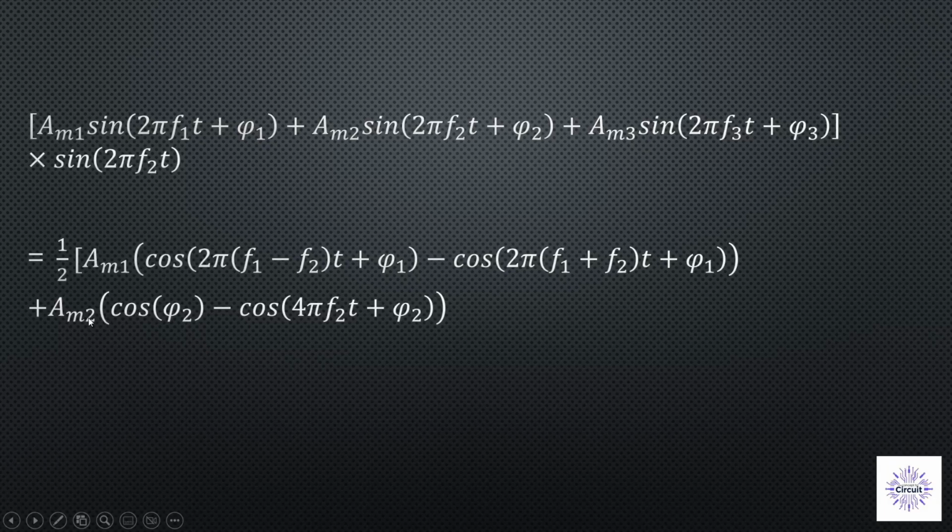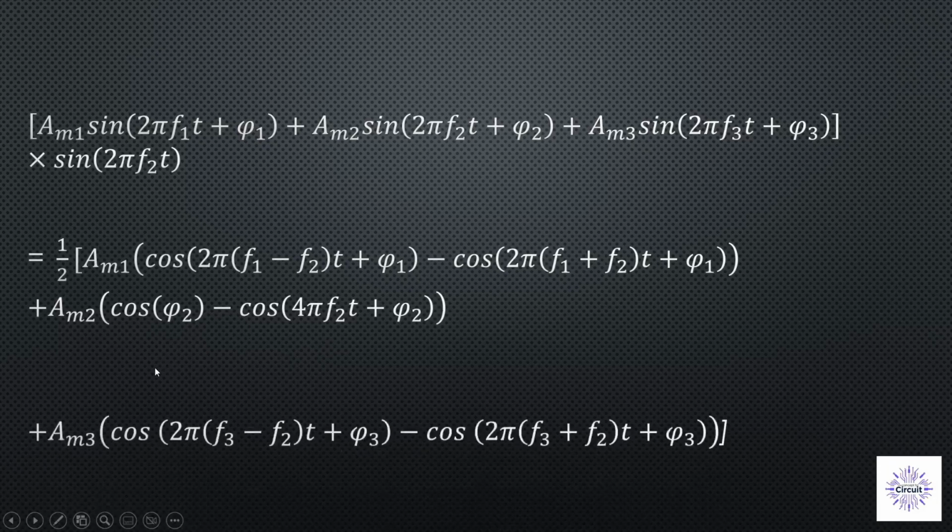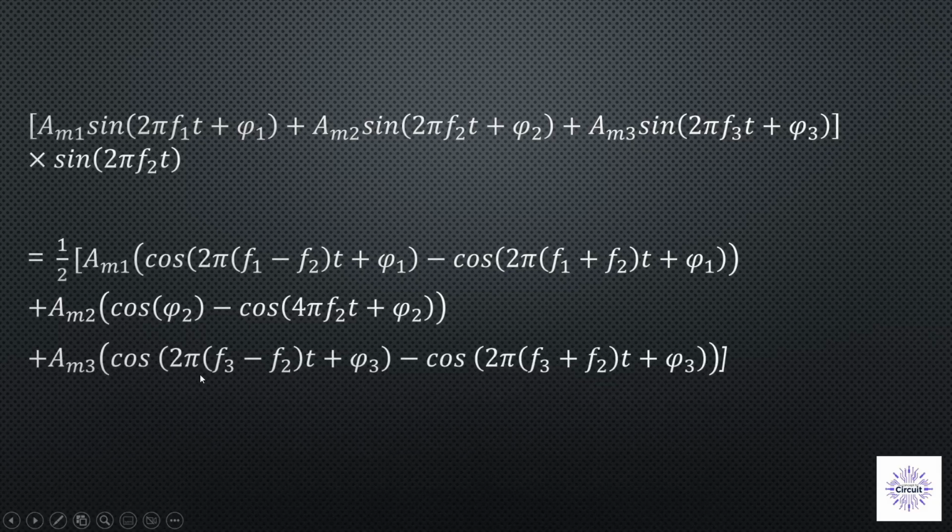The second term, which is for AM2, now sees cosine phi 2 minus cosine 4 pi f2 t plus phi 2. This is very similar to our previous equations when we only had one sine wave, right? The third term is for AM3, cosine 2 pi (f3 minus f2) t plus phi 3 minus cosine 2 pi (f3 plus f2) t plus phi 3.